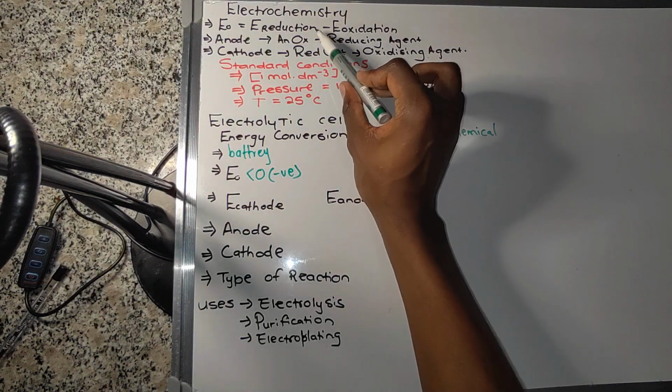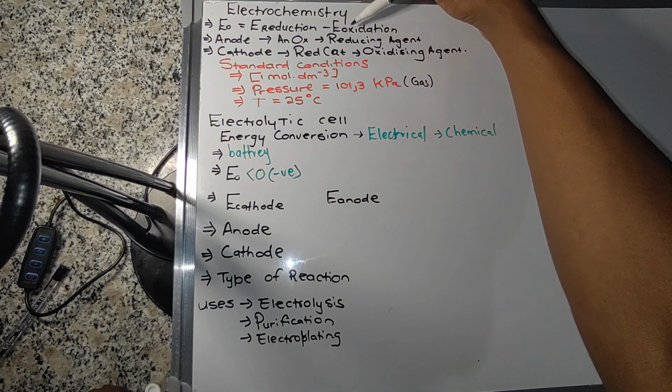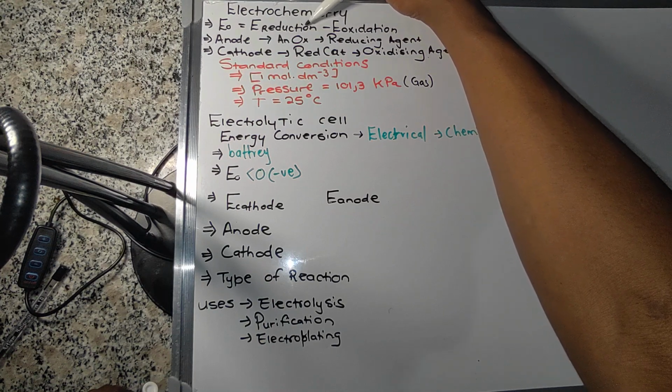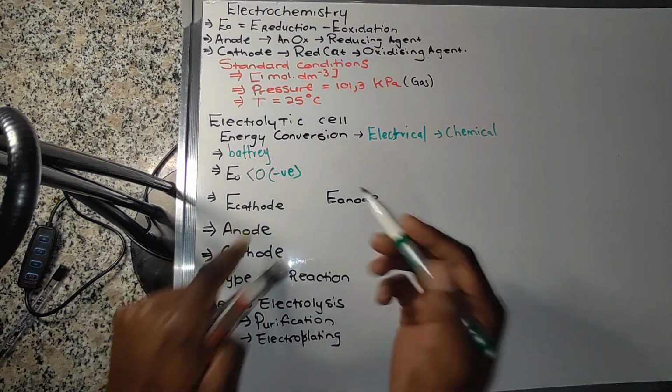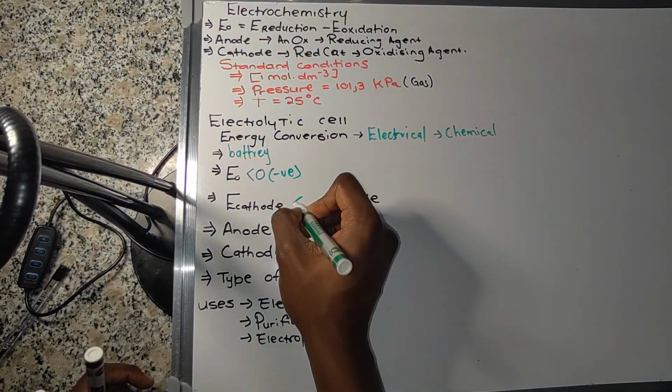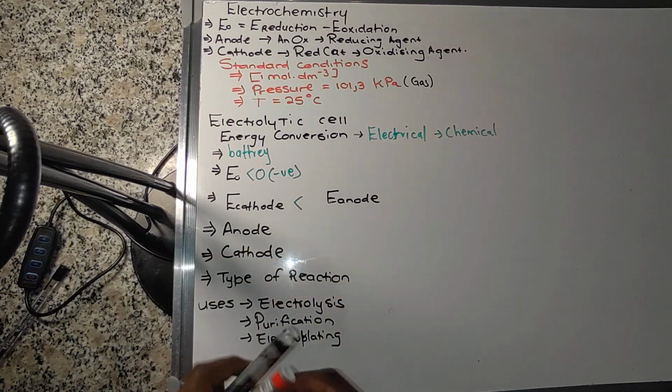Now let us go back to our formula. For us to get a negative answer, this number here will have to be smaller than this number here. So the E for reduction or cathode will have to be smaller than the E for anode or oxidation. Now let us come back. We're simply trying to oppose whatever was happening under galvanic.